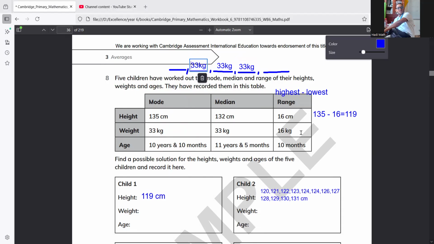Then let's go see what we can use the range for. The range is the difference between the highest and the lowest. We don't have the highest and we don't have the lowest, we don't have any one of them. So please, don't give yourself a hard time. Choose any number bigger than 33 kilograms to be the highest. Any number, as you like.